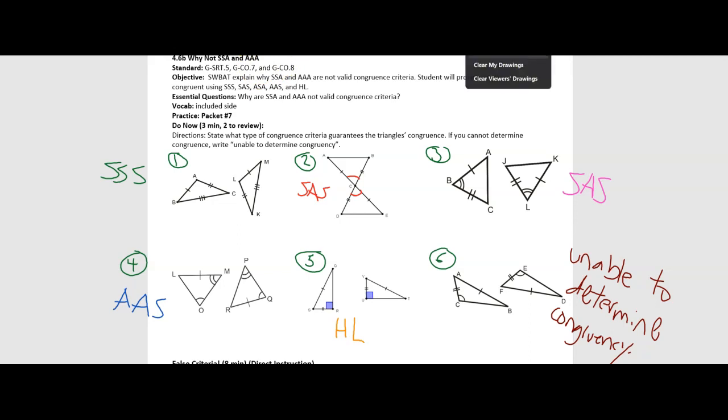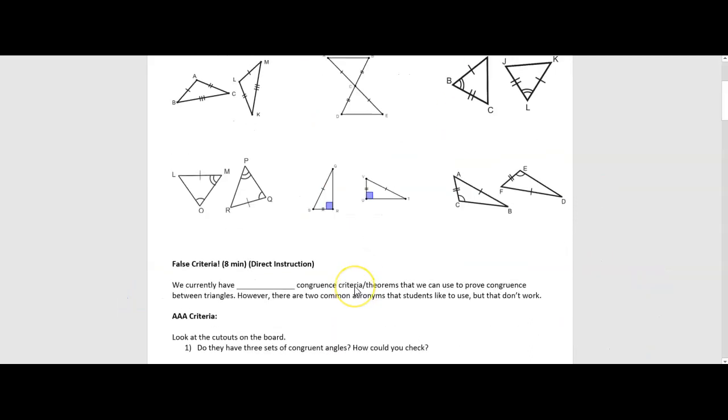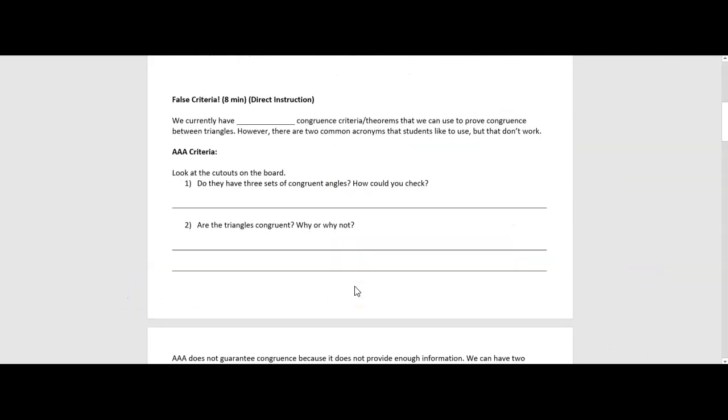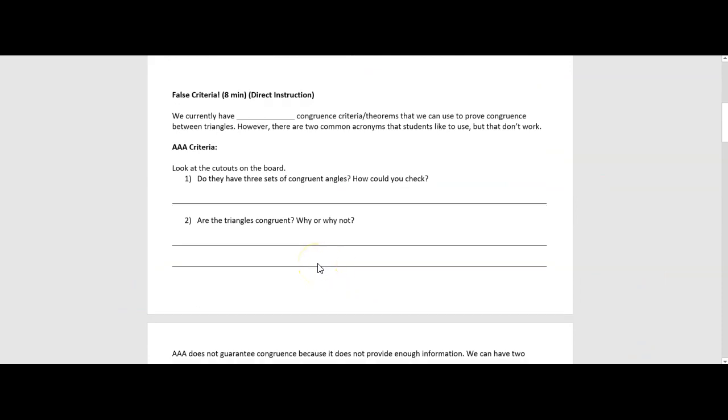All right, let's take a look at why these are not valid forms. First thing we're going to start off with is the AAA criteria. So this is a criteria that students sometimes use. It stands for angle, angle, angle, but we're going to see why it doesn't work. We've already talked about it, but we do have 5 congruence criteria that would go in the blank here, 5.